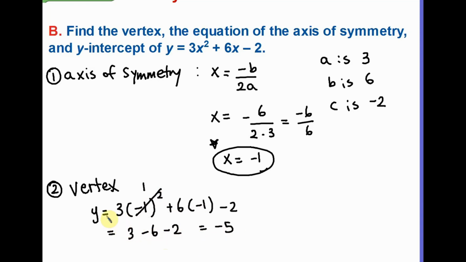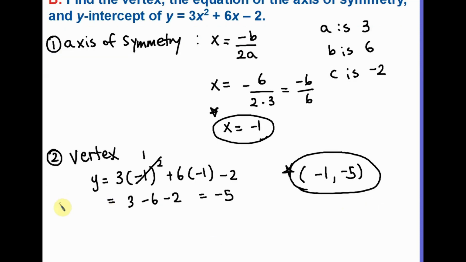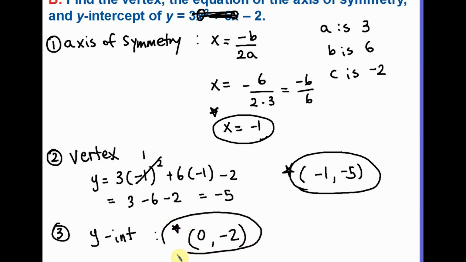And keep in mind, I'm not just finding y is equal to negative 5. I need to write a coordinate where x was negative 1, that's coming from here, and the y is negative 5. This is going to be your vertex. The last one is going to be simpler. When you are finding the y-intercept, this can be found from your c value right away. The reason is because, again, if you plug 0 into all these x's, you will just remain with the negative 2. So I know the y-intercept is negative 2, but if I want to write the coordinate, it's going to be 0, negative 2, and that's going to be my last part of the answer.